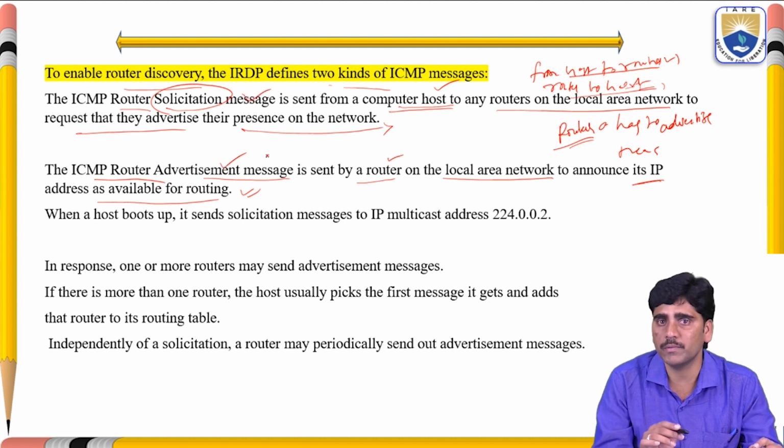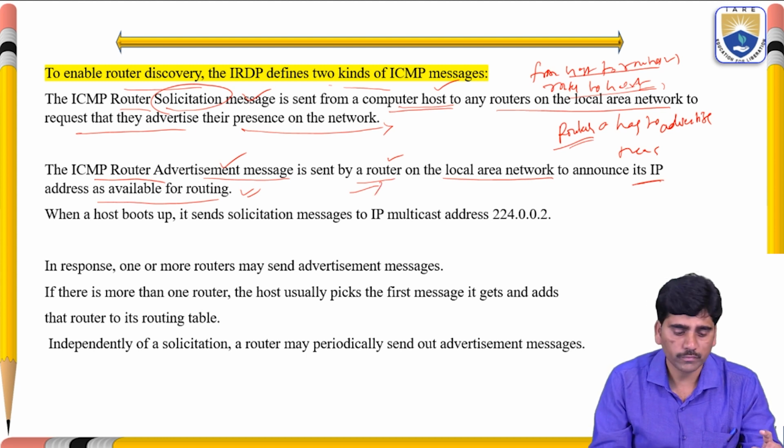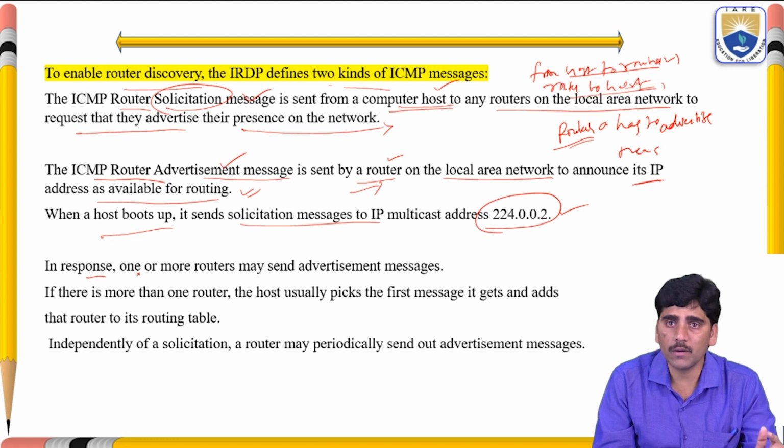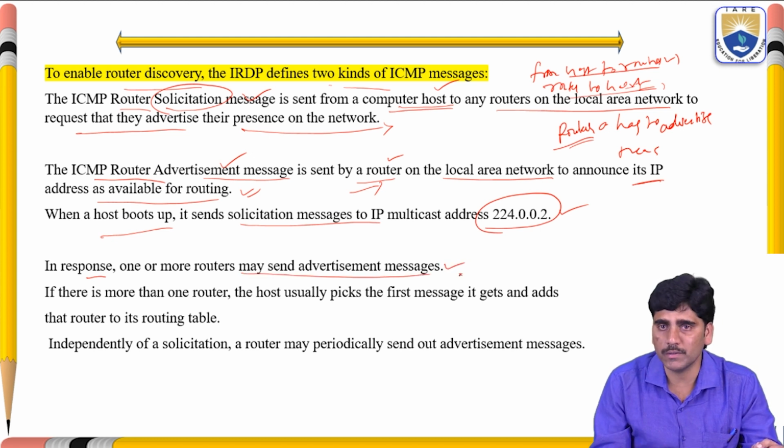One is the ICMP router solicitation message, and the second is the ICMP router advertisement message. By providing these two, the host can understand that the router is alive and learn the router address. When a host boots up, it sends a solicitation message to the IP multicast address 224.0.0.2. It is one multicast address. And in response, one or more routers may send their advertisement message.